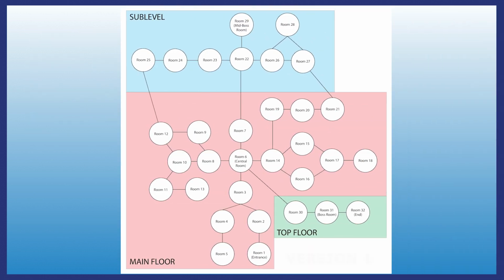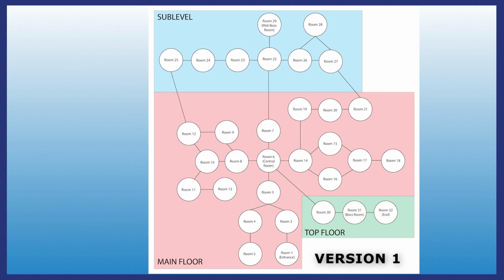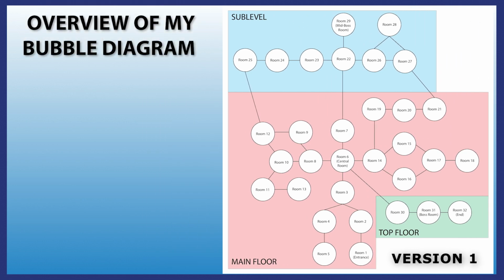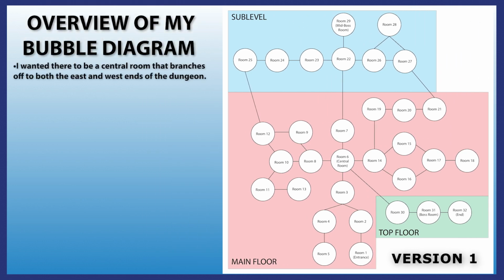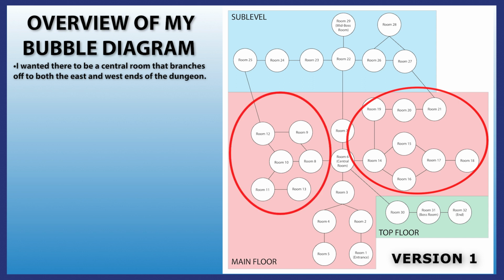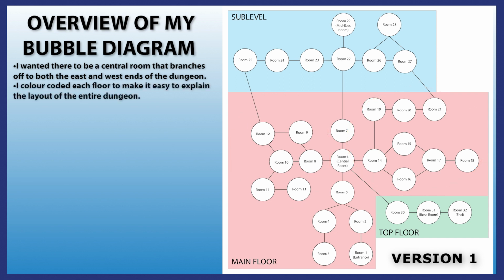This was the first version of the diagram that I created for my level. In my bubble diagram, I had a clear vision while I was designing it. First of all, I wanted to feature a central area that branches off into both an east and west wing of the dungeon, creating a degree of symmetry. I chose to color code the different floors of the dungeon so that I could make it easy to communicate the layout of the whole dungeon. This allowed me to make one seamless diagram, rather than 3 separate diagrams for each floor.